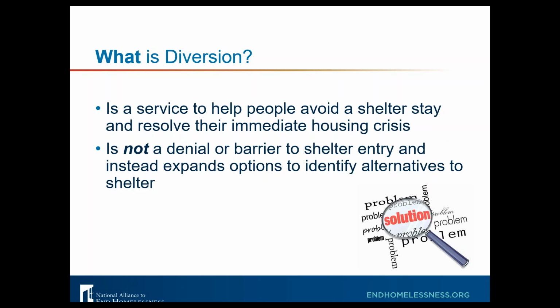Diversion really is meant to be a service. So we don't want to think about diversion as a denial or a barrier to shelter entry. Instead, diversion should feel like a service to help people avoid a shelter stay and resolve their immediate housing crisis. It shouldn't be another barrier to entering shelter. Instead, you're expanding options for people to identify alternatives to shelter. We're providing a service that helps people find a better option. Shelter is kind of a last resort option that we want for people. We don't want people to have to enter shelter if they have better options.